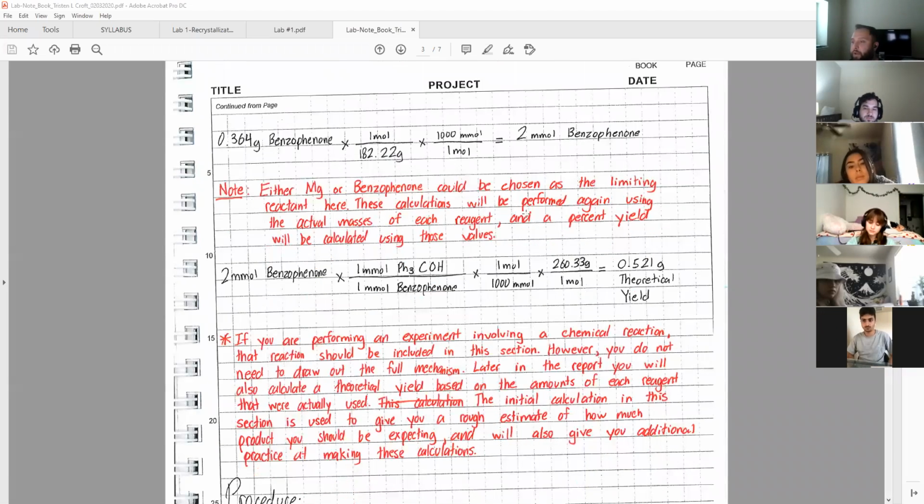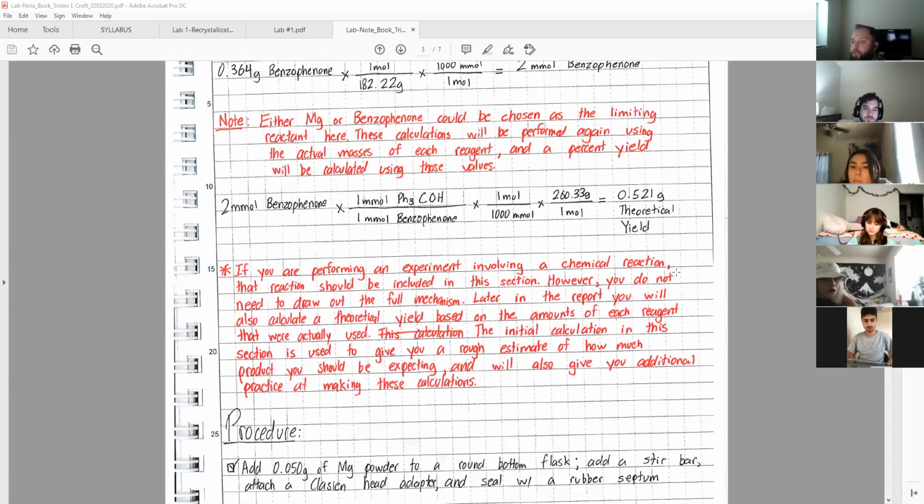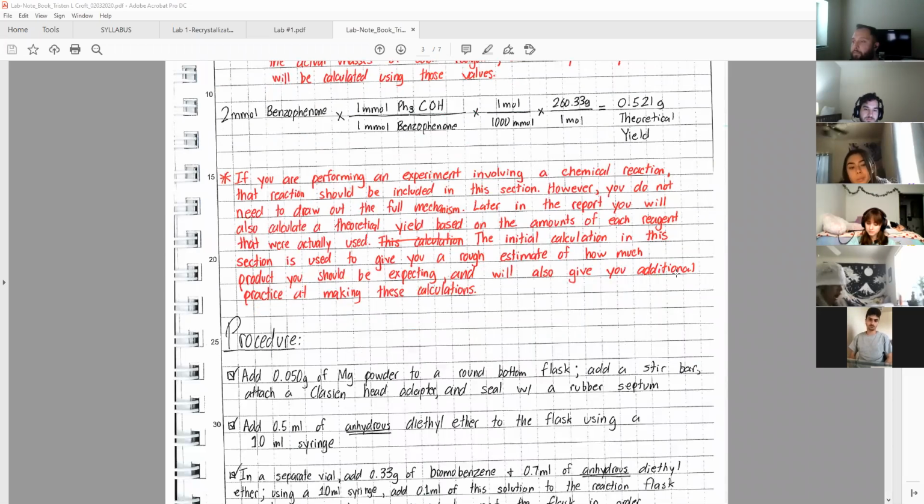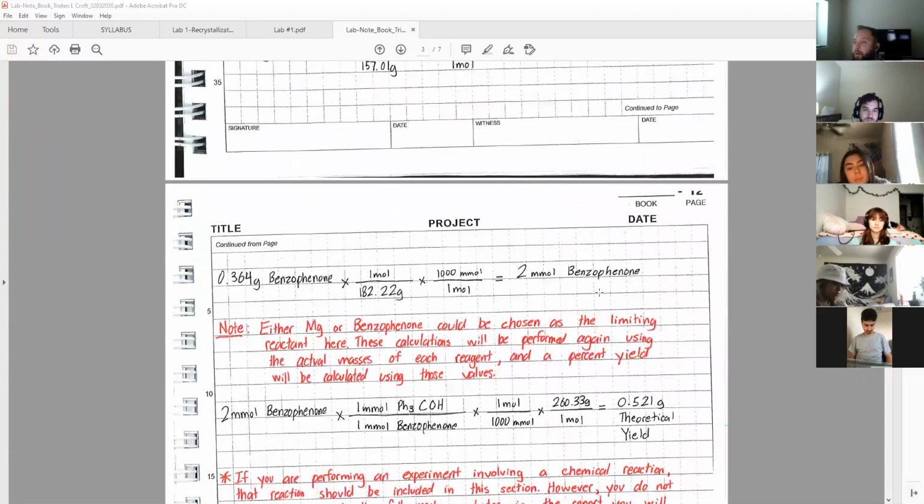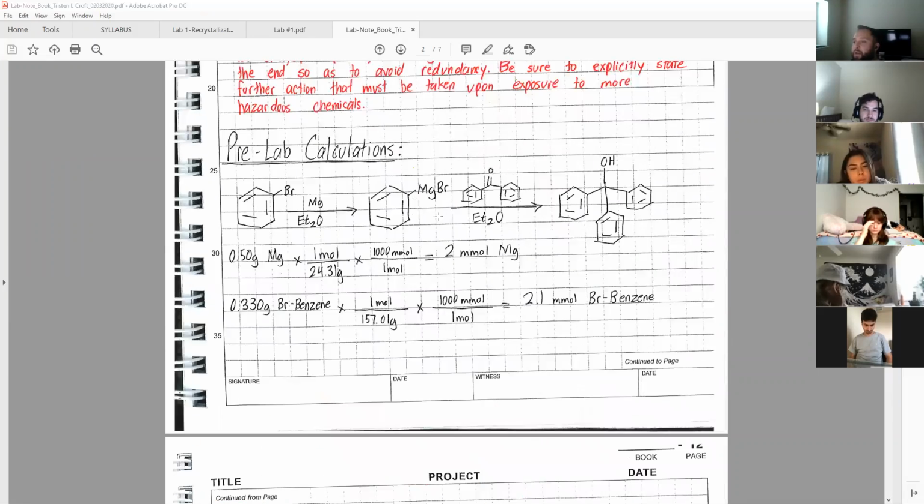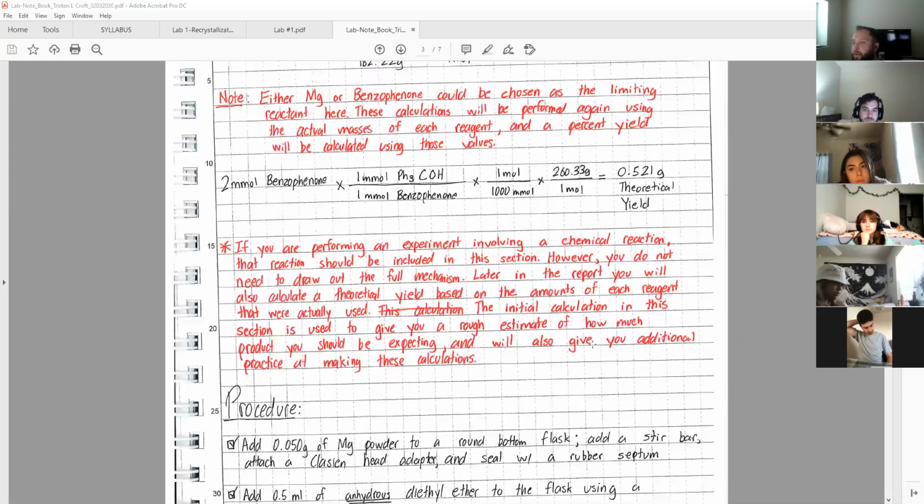So we'll go over limiting reagent and all that stuff in the future. If you are performing a lab involving a chemical reaction, that reaction should be included in this section. However, you do not need to draw out the full mechanism. That's what this is, the mechanism here, but it's a condensed version. This isn't all the arrow pushing and stuff like that.